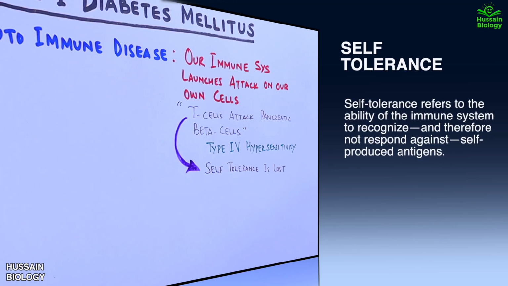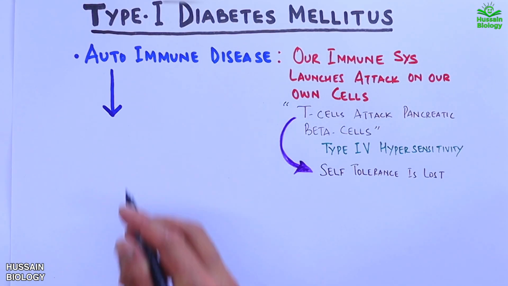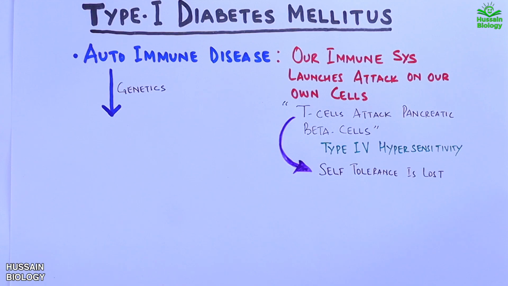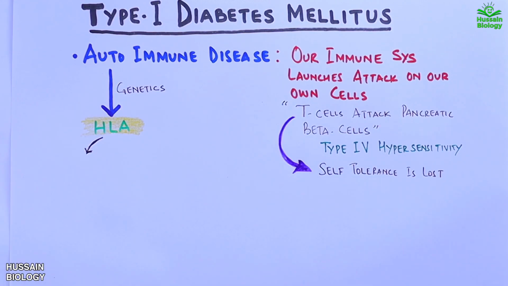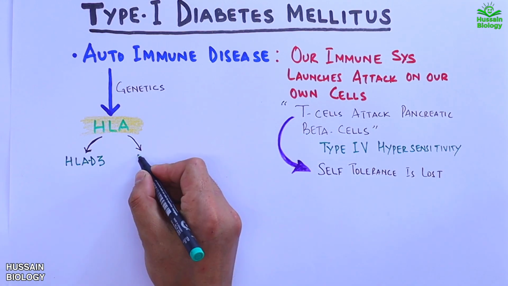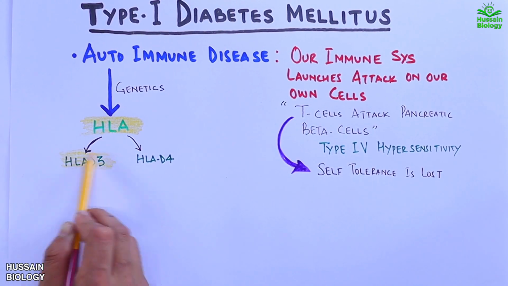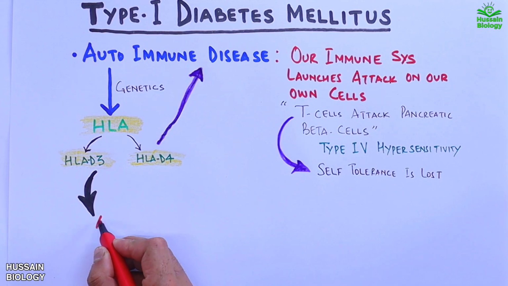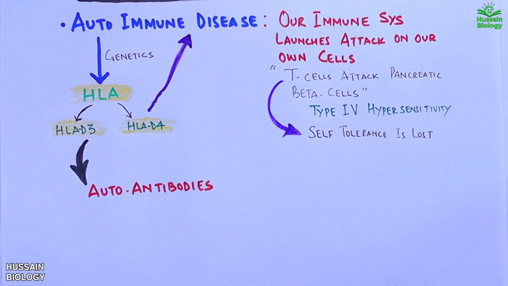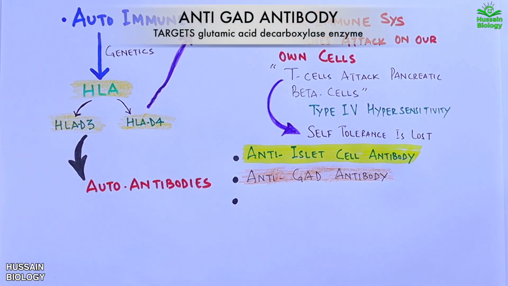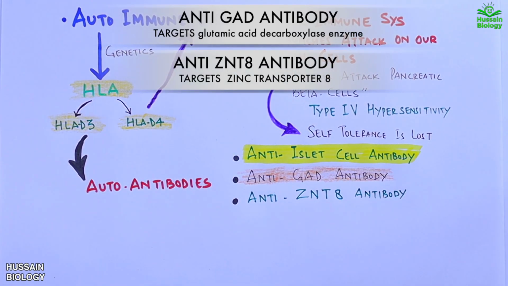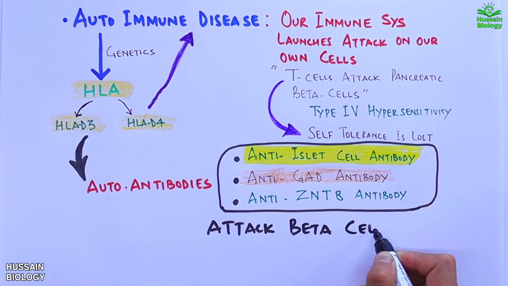thereby attacking its own cells. If we see its genetics, this autoimmune disease is mostly associated with HLA genes, that's human leukocyte antigen genes, which includes two specific proteins for type 1 diabetes, that's HLA-D3 and HLA-D4. So when we have this autoimmune disease, we get the generation of autoantibodies. Mostly we get three important antibodies. First one is the anti-islet cell antibody, second one is the anti-GAD antibody, and third one is the anti-ZnT8 antibody. So these antibodies attack the beta cells of the pancreas.